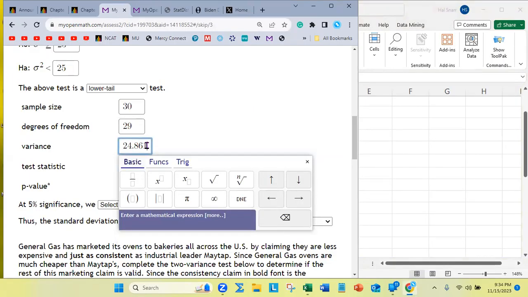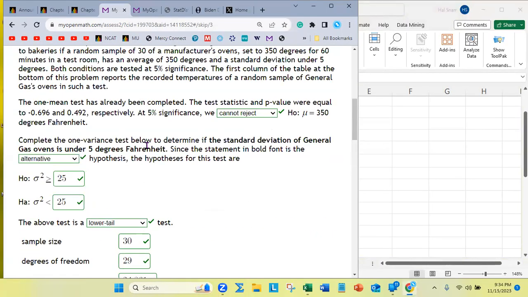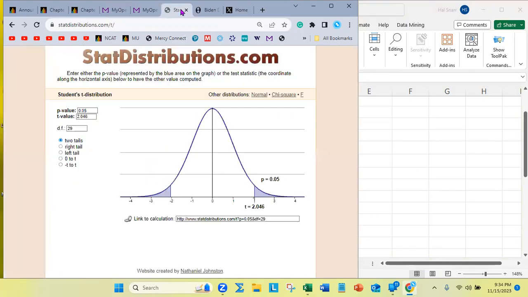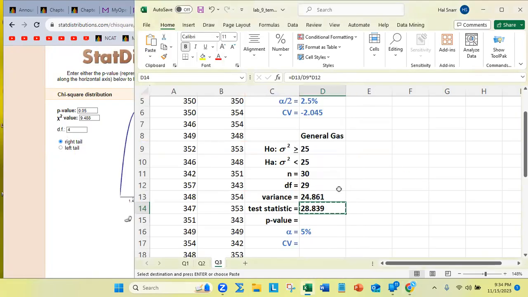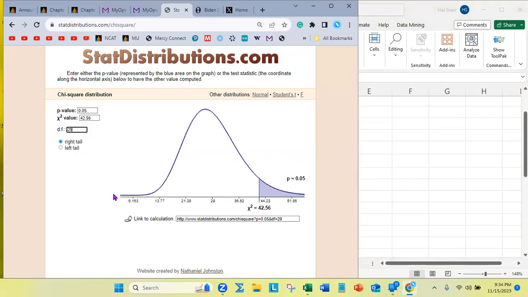Now we gotta get the p-value, right? So let's press enter to see what we got. Everything looks good, right? So that's cool. All right. Now we gotta get the p-value, right? So we're gonna open up the statdistributions.com calculator, go back to chi-square distribution, and we're gonna use 29 degrees of freedom. Notice it kind of looks bell-shaped, right? This is a very thin tail, and this is a very thick tail. So it's not symmetric, right?